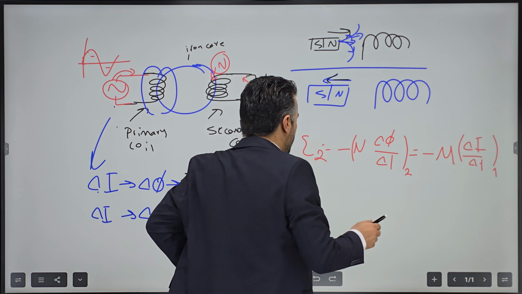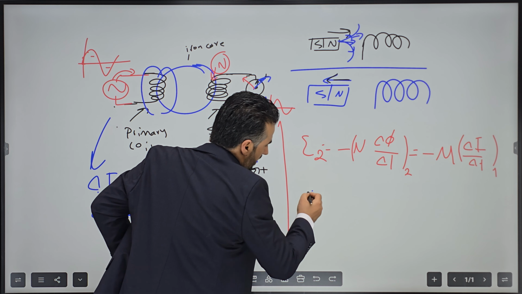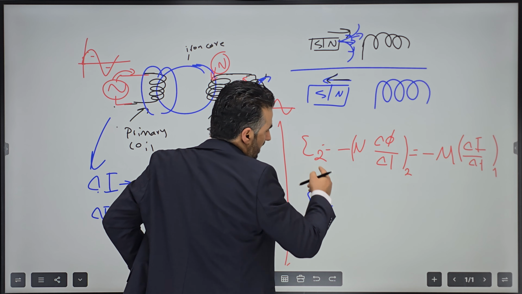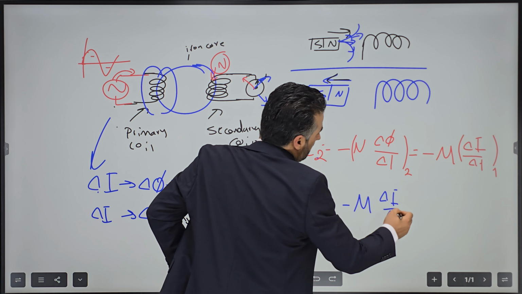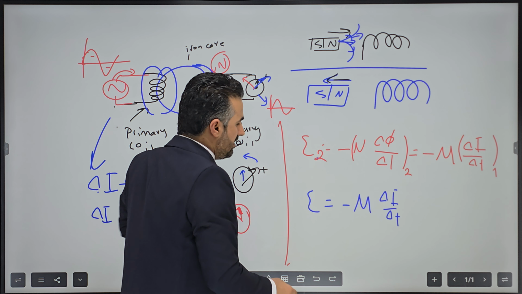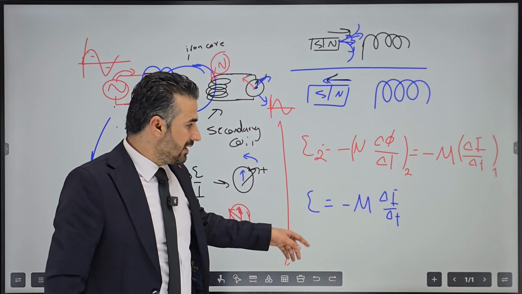Okay. Now we can rewrite this one. The only equation that you need to know at this point: we can say EMF equals negative M delta I over delta T. This is the EMF induced, which is measured in volts.